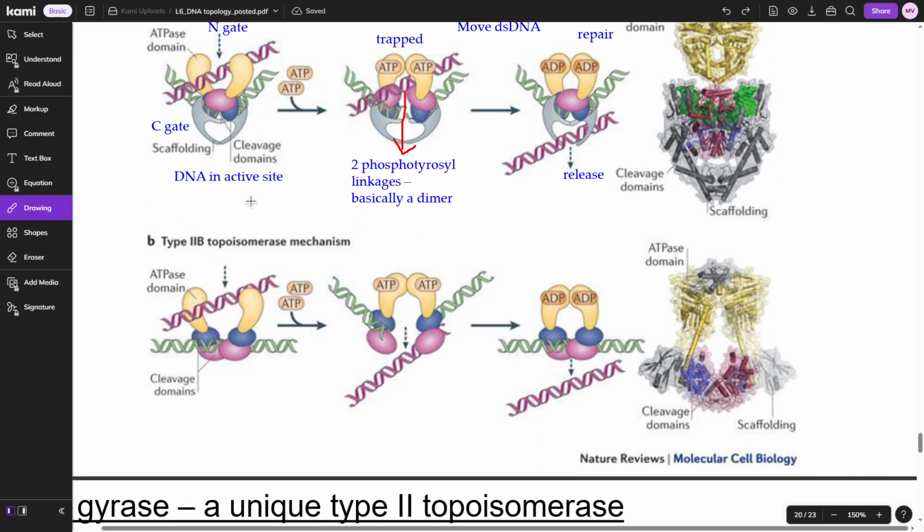The other version of topoisomerase 2 is this version, where you have your pink, you have your green. The green is snapped in two. Use ATP, pull it through, and then reanneal back together. So the ATP is basically used to break the DNA and also reanneal it, if you will.